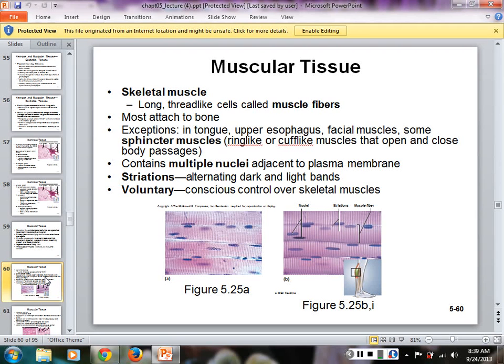Most skeletal muscle is attached to bone. There are a few exceptions: your tongue, your esophagus, your facial muscles. For the facial muscles, we're going to talk about the dermis, which is the second layer of what? The skin, the connective tissue layer. A lot of those muscles in your face attach to the dermis.